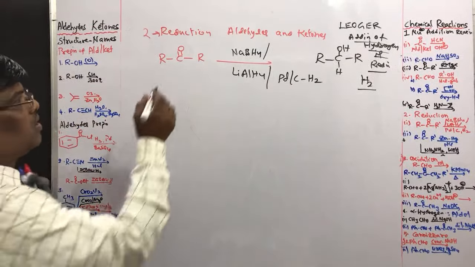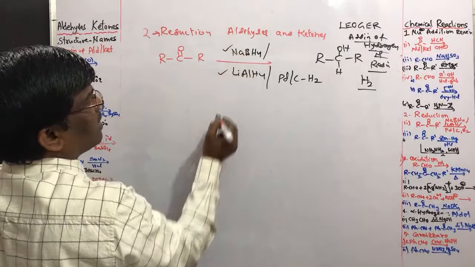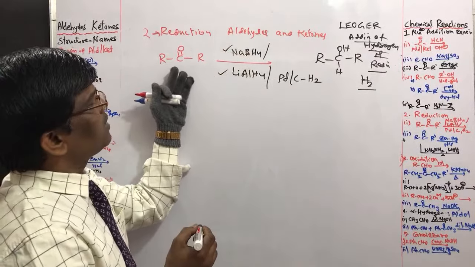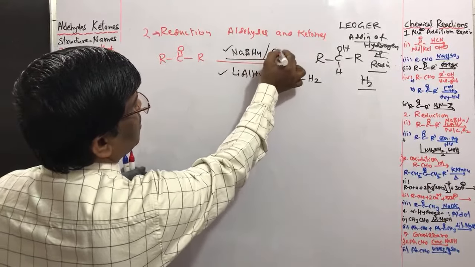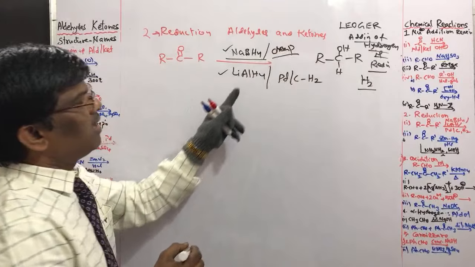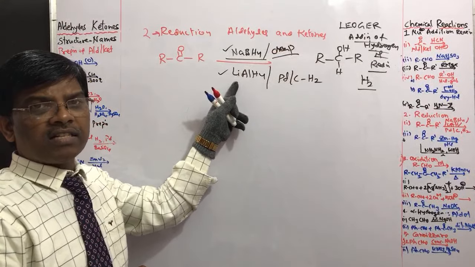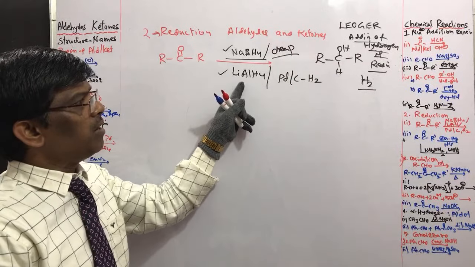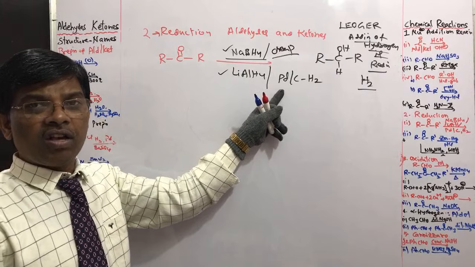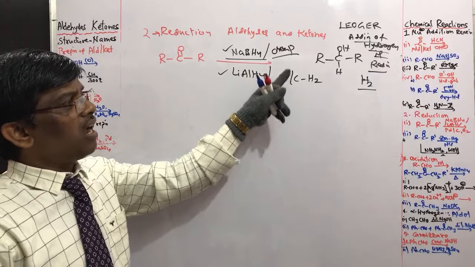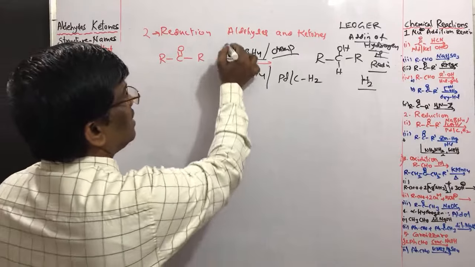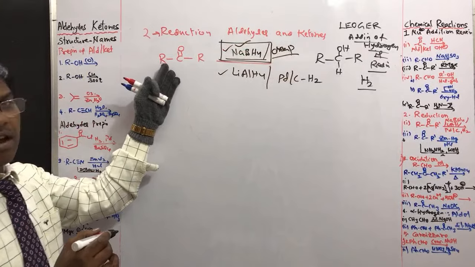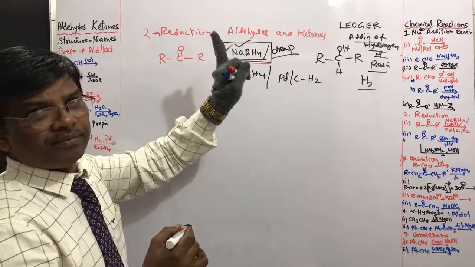So here a question comes: can I use sodium borohydride or lithium aluminum hydride for the reduction of these two? Yes, it is not specific. However, sodium borohydride is cheap, and you can use this cheap reducing agent. Lithium aluminum hydride is costly, and at the same time it is highly pyrophoric, so care must be taken while handling it. Palladium on carbon is a very costly reagent and has to be used under extreme care conditions. So the easiest method for the reduction of ketones and aldehydes is the use of sodium borohydride.